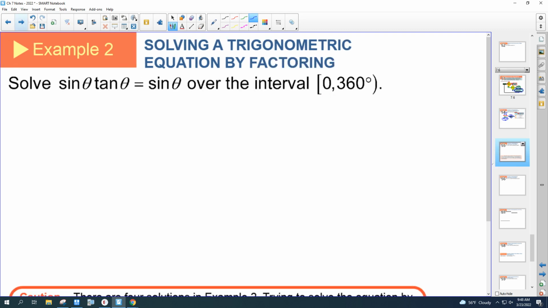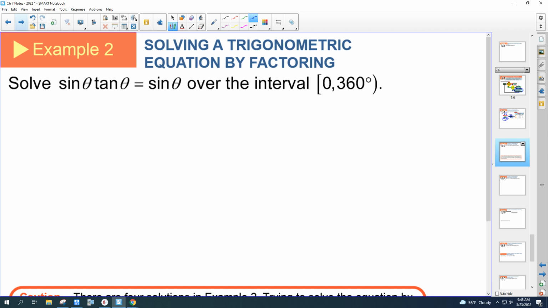Next one is significantly more complicated. If I said how many variables, you might say 1 because there's only theta, but I'm looking at sine theta and tangent theta. It looks like more than one variable to me. I kind of generalized that statement, but there's definitely more than one thing going on, and you're not going to be able to isolate.